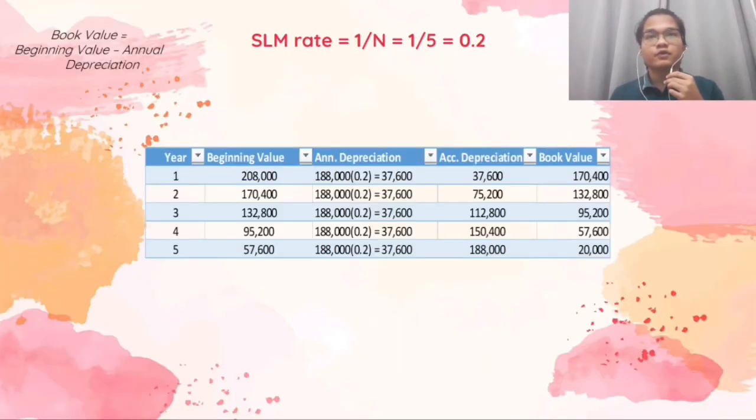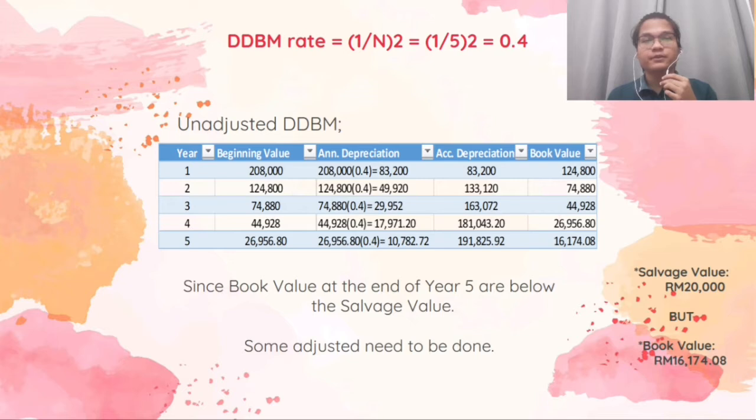This is the table for the SLM method. As you can see, the SLM rate is 1 divided by N, which is 1 over 5, equal to 0.2. Please remember that to find the book value, we have to subtract the annual depreciation from the beginning value. Next is the table for the DDBM method. The DDBM rate is 1 divided by N, then multiplied by 2, equal to 0.4.